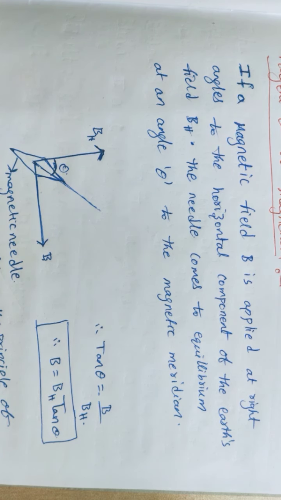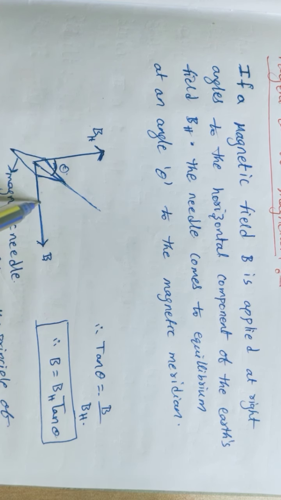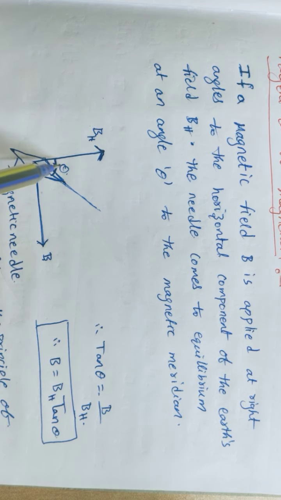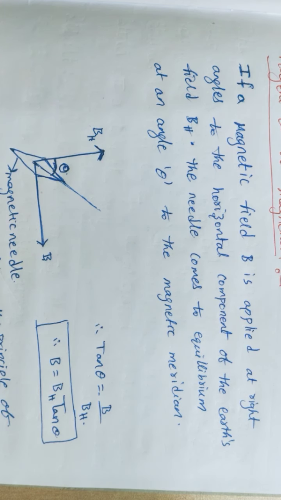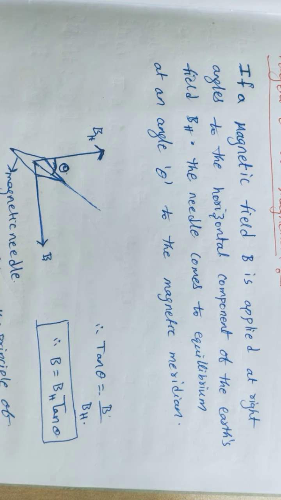From this simple diagram, observe carefully. This B acts in this direction, so B acts as the opposite side of this simple triangle. Tan theta is, as we know very well, opposite side by adjacent side. So tan theta becomes B divided by BH. On rearranging we get B is equal to BH tan theta.